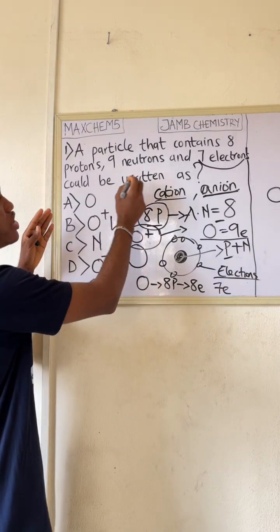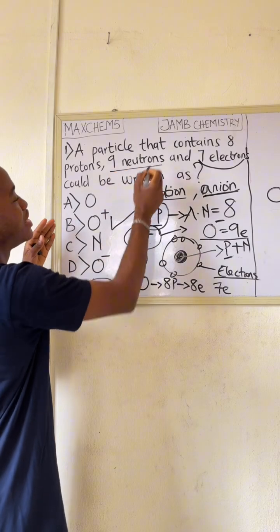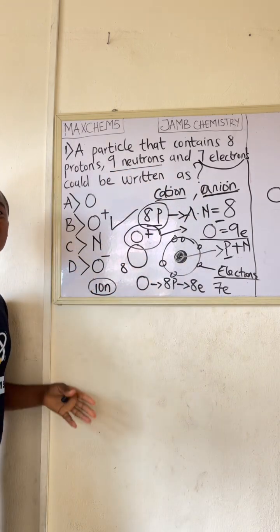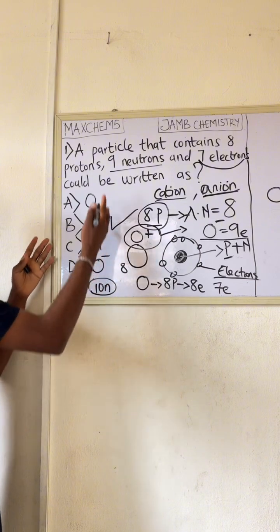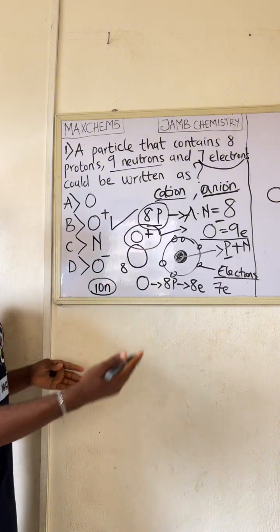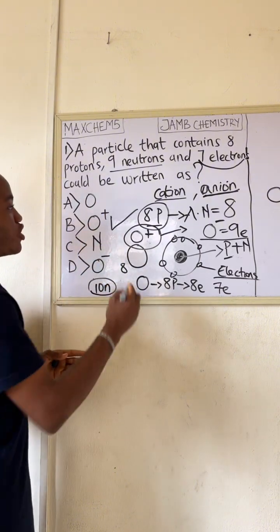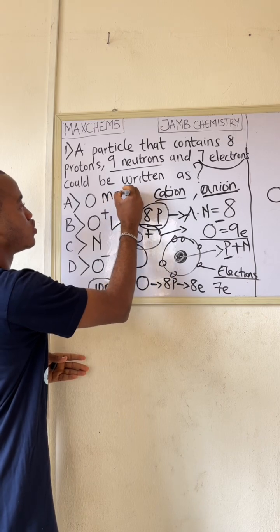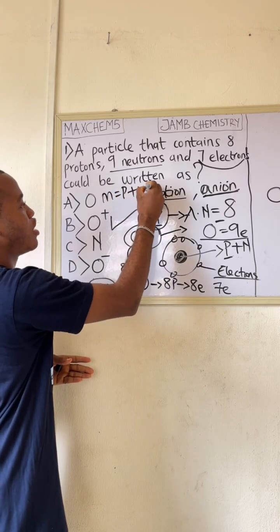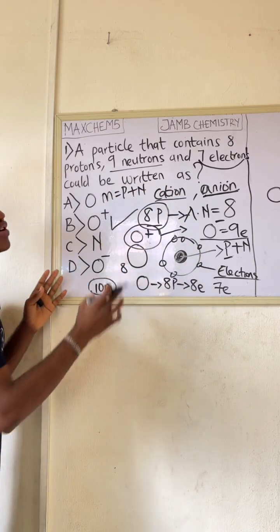They also gave us the number of neutrons here. We don't really need the number of neutrons in this question because we don't need it to determine the answer. We can only use the number of neutrons to determine the mass number, because mass number is equal to number of protons plus number of neutrons. I believe this is very simple to understand.